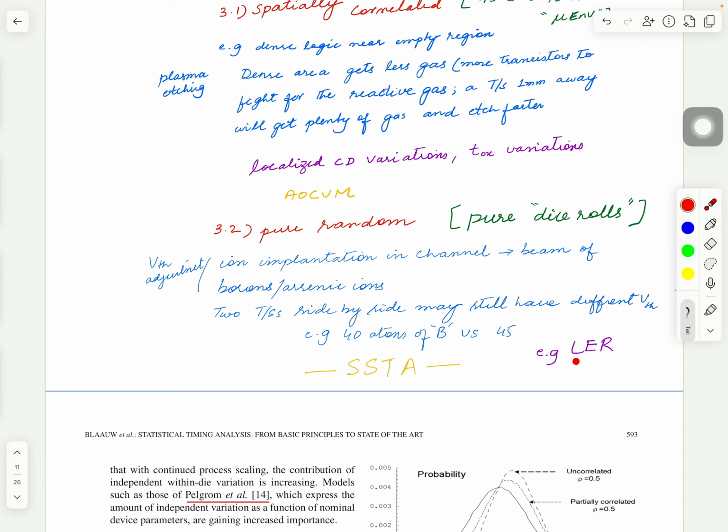And the other example is line edge roughness. The edge of the line, in all the pictures you've seen, is a very straight line. But eventually those are atoms there, so it cannot be a straight line. One place will have a little more atoms, another less. So the surfaces or the boundaries are not as clean as you see in the layout. And that is pure random. So these are the pure random things which are the topic of SSTA.